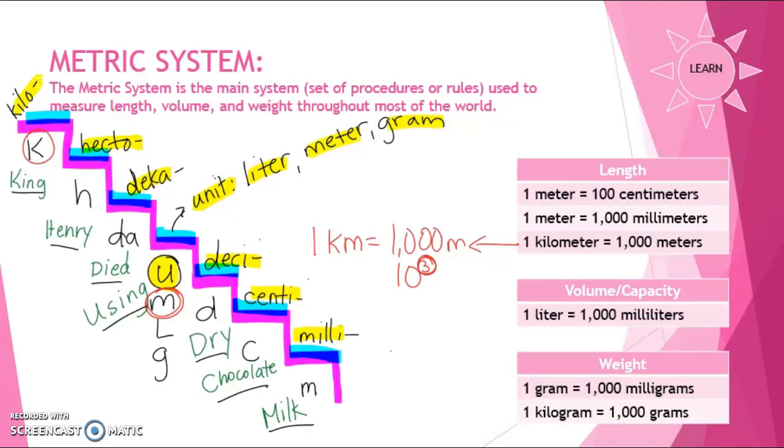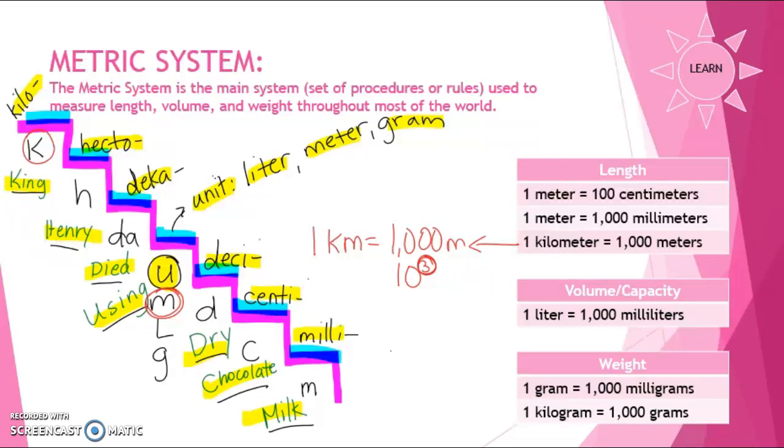And Miss Taylor created a little mnemonic to help us remember what each one of these things mean. We have King Henry died using dry chocolate milk, okay? Or some people say King Henry died, unfortunately, drinking chocolate milk. This mnemonic helps us remember what each stair step in the metric system stands for.